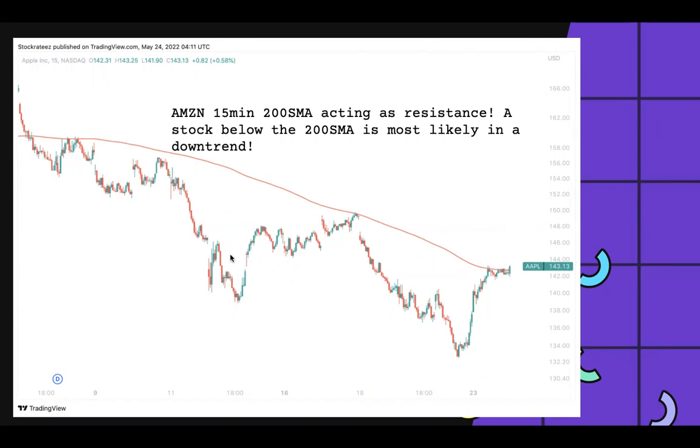Each time it revisits this 200 moving average, it acts as resistance. So not to say that there aren't long setups under this 200 SMA, but I would probably not go as heavy on them. Or if you do take a long setup, your target or your biggest resistance is going to be the 200 SMA.